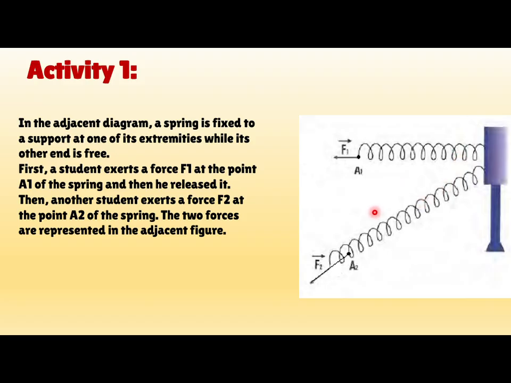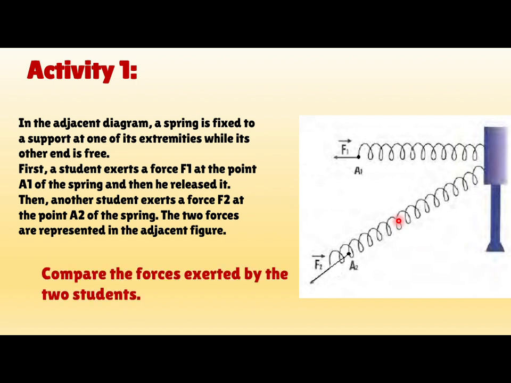After that, the second student, the same spring. It means that the first student exerted the force, then the second student came. He applied the force here at the point A2 in this direction, then he releases it. We should compare the forces exerted by the two students. We should know that the two forces are not the same. We have differences between the two forces exerted by the two students. So let's see what these differences are.